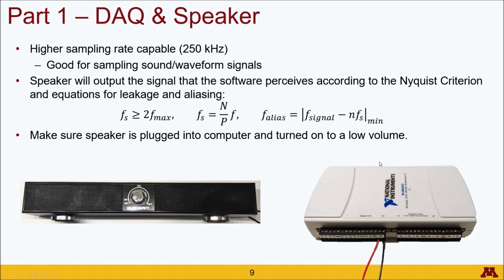Now, the program that you'll be using will also output the sound that the software thinks it is receiving. Now, that isn't always the true signal, and in order to determine what signal you can expect, you want to use the Nyquist criterion as well as the equations for leakage as well as aliasing. And when you're operating it, make sure it's turned on to a low volume because the sound certainly adds up.